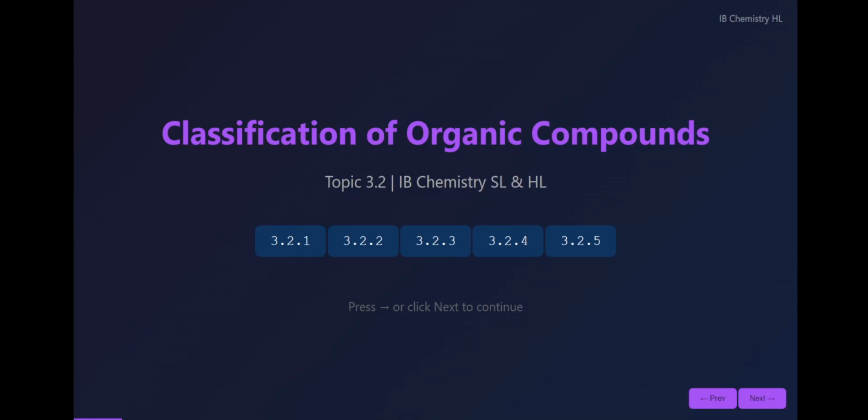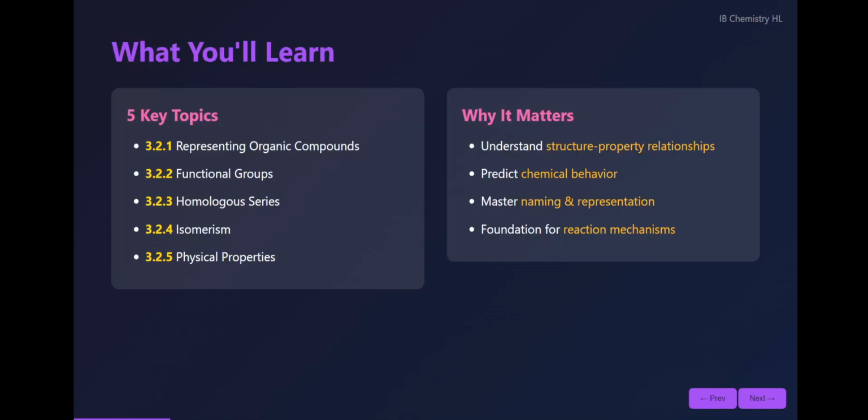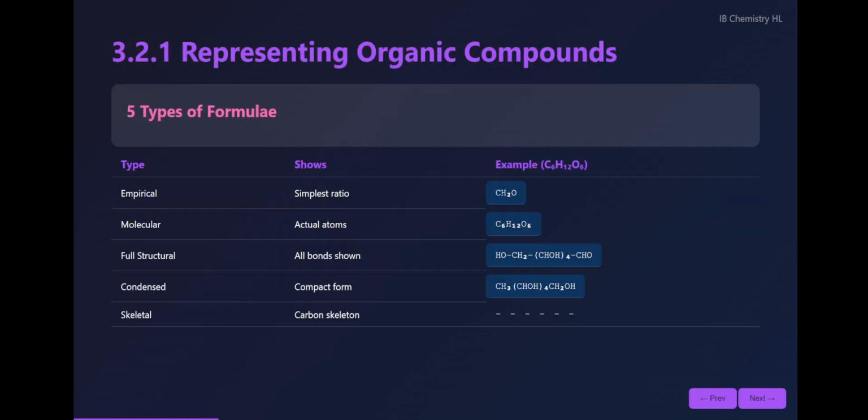Hey everyone, welcome back. If you are studying IB chemistry, you have probably noticed that topic 3 is huge. Today, we are breaking down topic 3.2, classification of organic compounds from the new IB curriculum. We are going to cover everything: how to draw organic molecules, functional groups, homologous series, isomerism, and how structure affects physical properties. First up, how do we represent organic compounds?